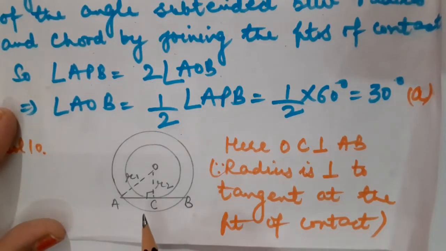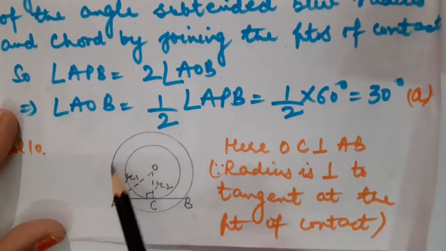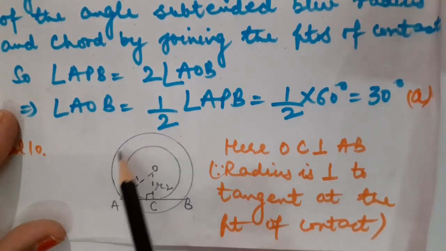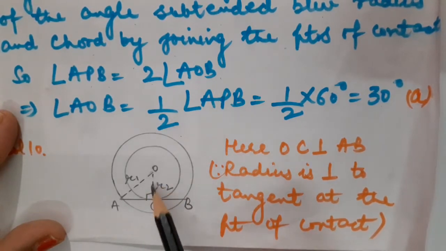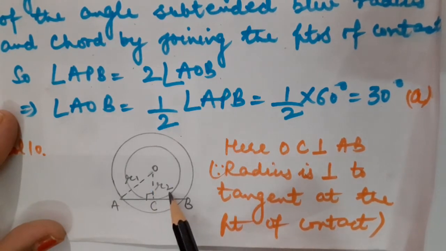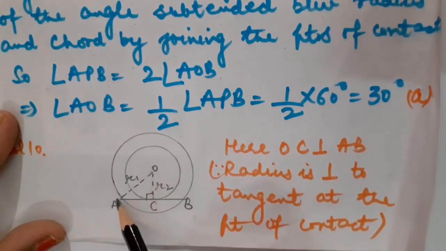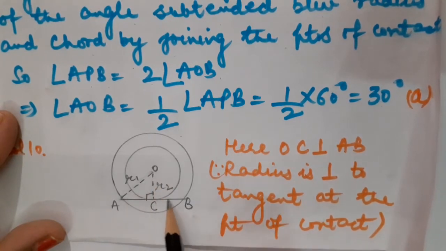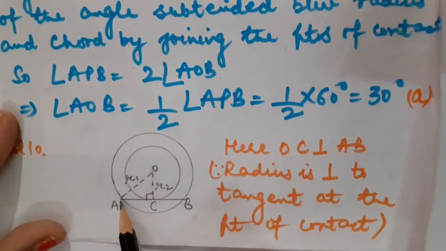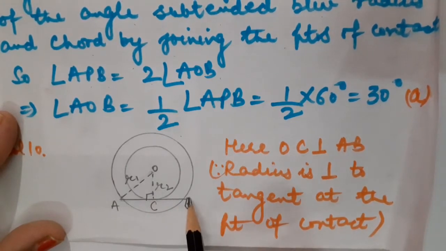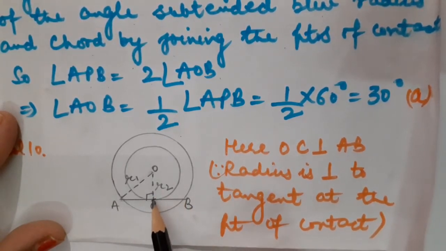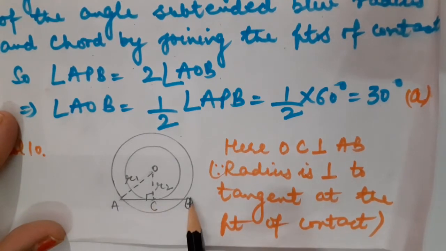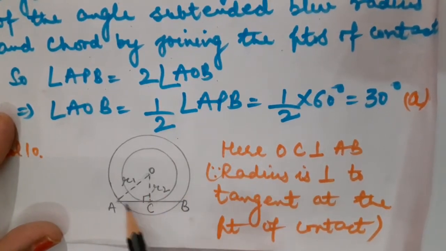So children, here is the diagram of solution number 10. You can see here two concentric circles. The circle whose radius is R1 is the bigger circle, larger in size, and the circle whose radius is R2 is the shorter one. This is radius R2, this bigger one is radius R1. AB is the chord for the larger circle, but it would act like the tangent for the smaller circle. And C is the point of contact where this tangent touches the smaller circle. Correct, children?